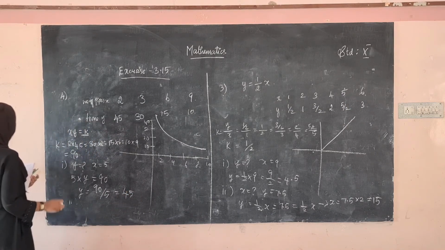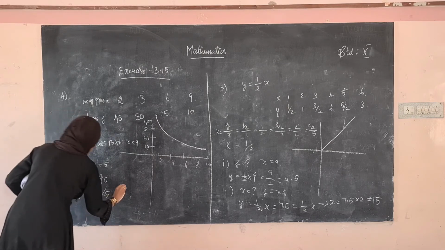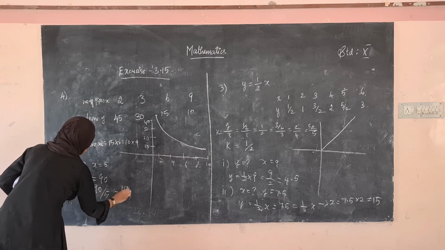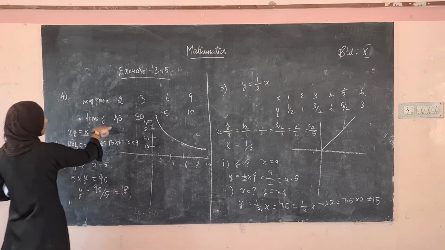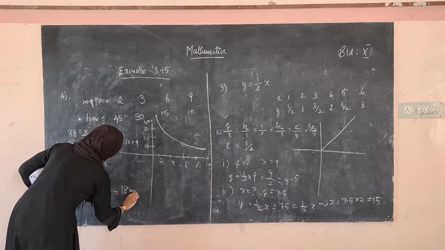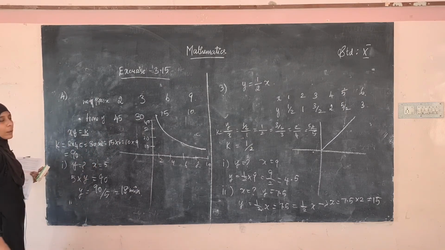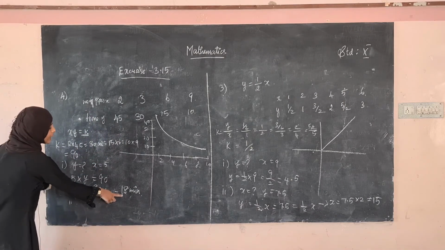That is 18. Time taken only, right? The time taken is in minutes. Okay, so the time taken by the 5 pipes to fill the tank is 18 minutes.